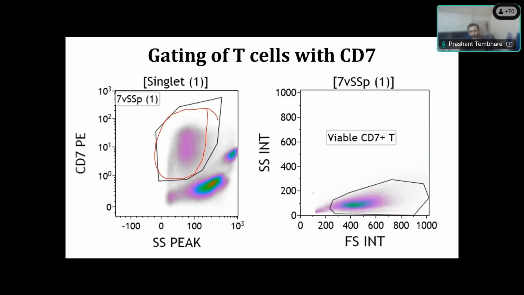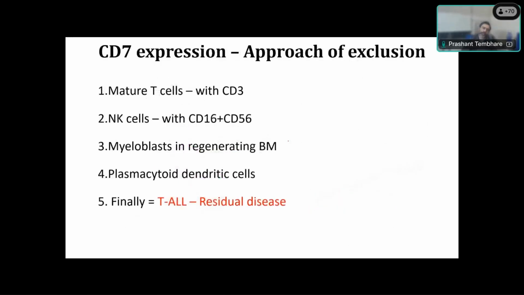And then we remove the debris by using forward and side scatter, because we know the cells which are smaller than lymphocytes are debris. So this is how we start. But the problem is that the CD7 positive cells also include other populations. We know that CD7 is expressed in mature T cells, right? We know CD7 is also expressed in NK cells. We know CD7 is also expressed weakly in earlier precursors of some myeloid blasts, especially the myeloid cells which develop into erythroid precursors. So the erythroid progenitors of the myeloid blast also express CD7.